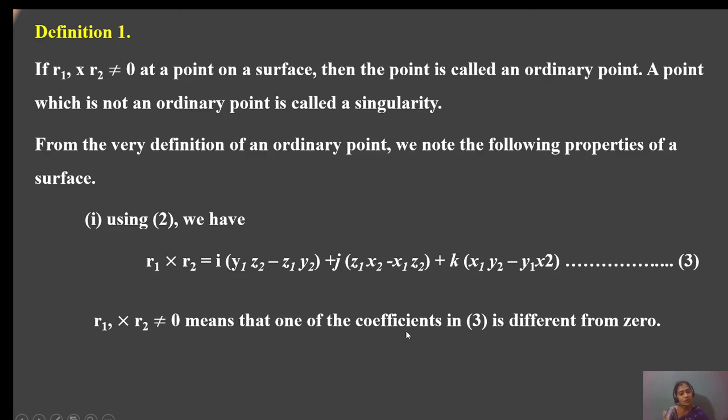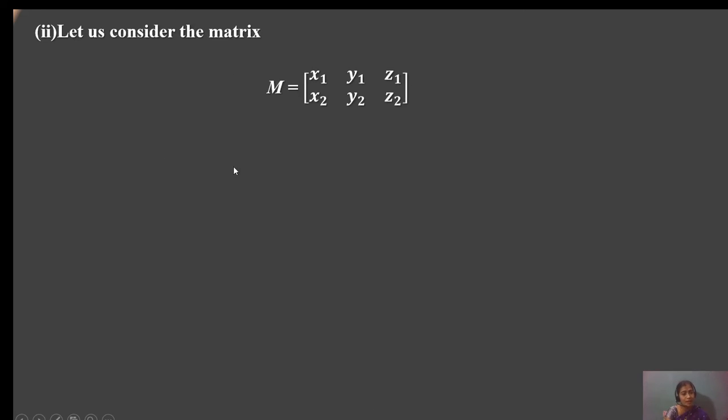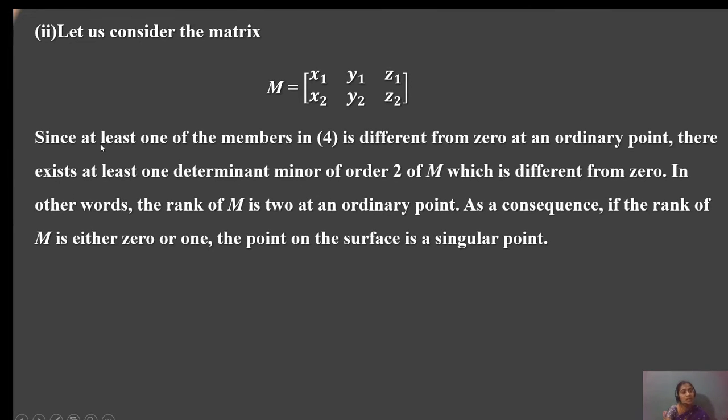This means that a coefficient in equation 3 is different from 0. Hence at least one member of this form, y1 z2 − z1 y2 and the others, is not equal to 0. Then the matrix M is formed. Since at least one member of equation 4 is different from 0, this is called an ordinary point. This is not a singular point because they are not all equal to 0.